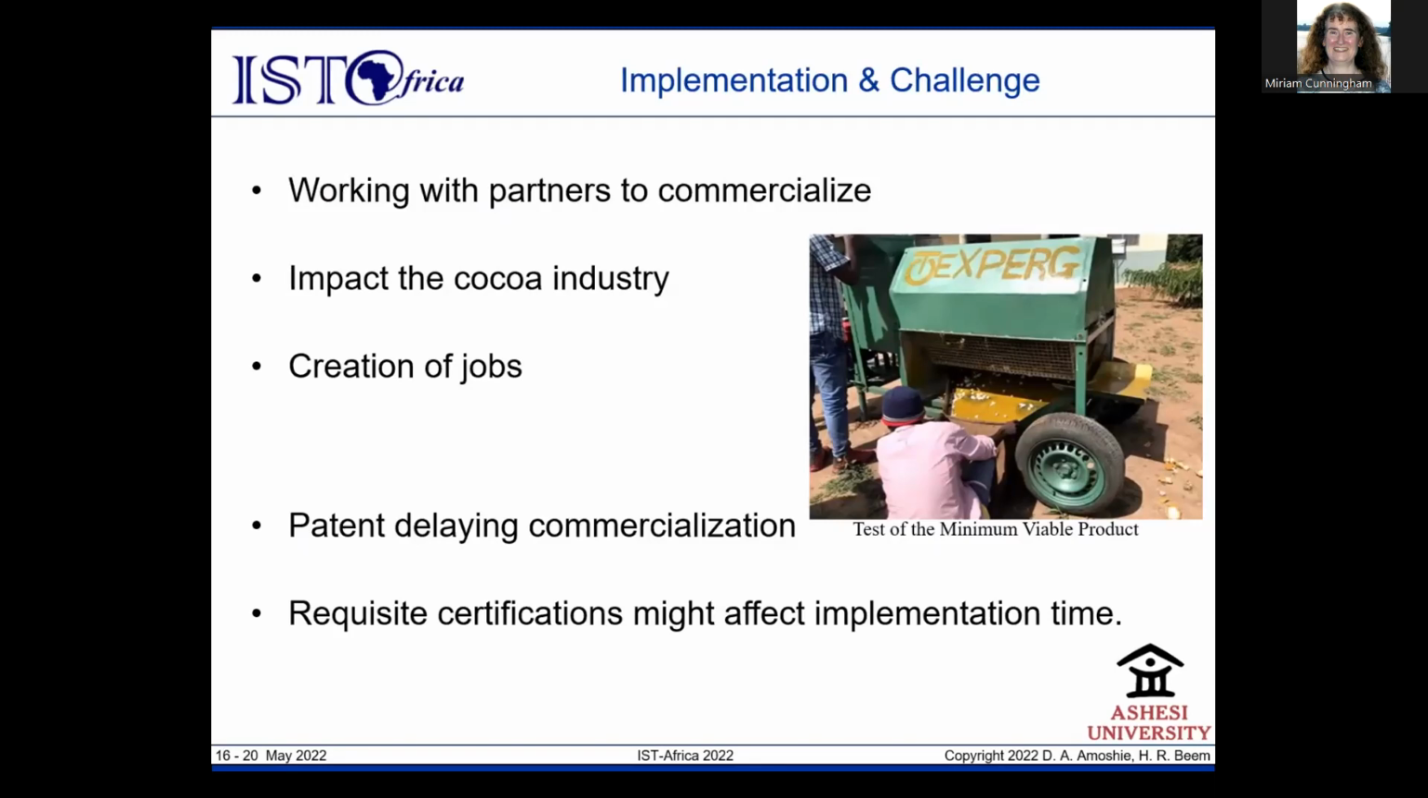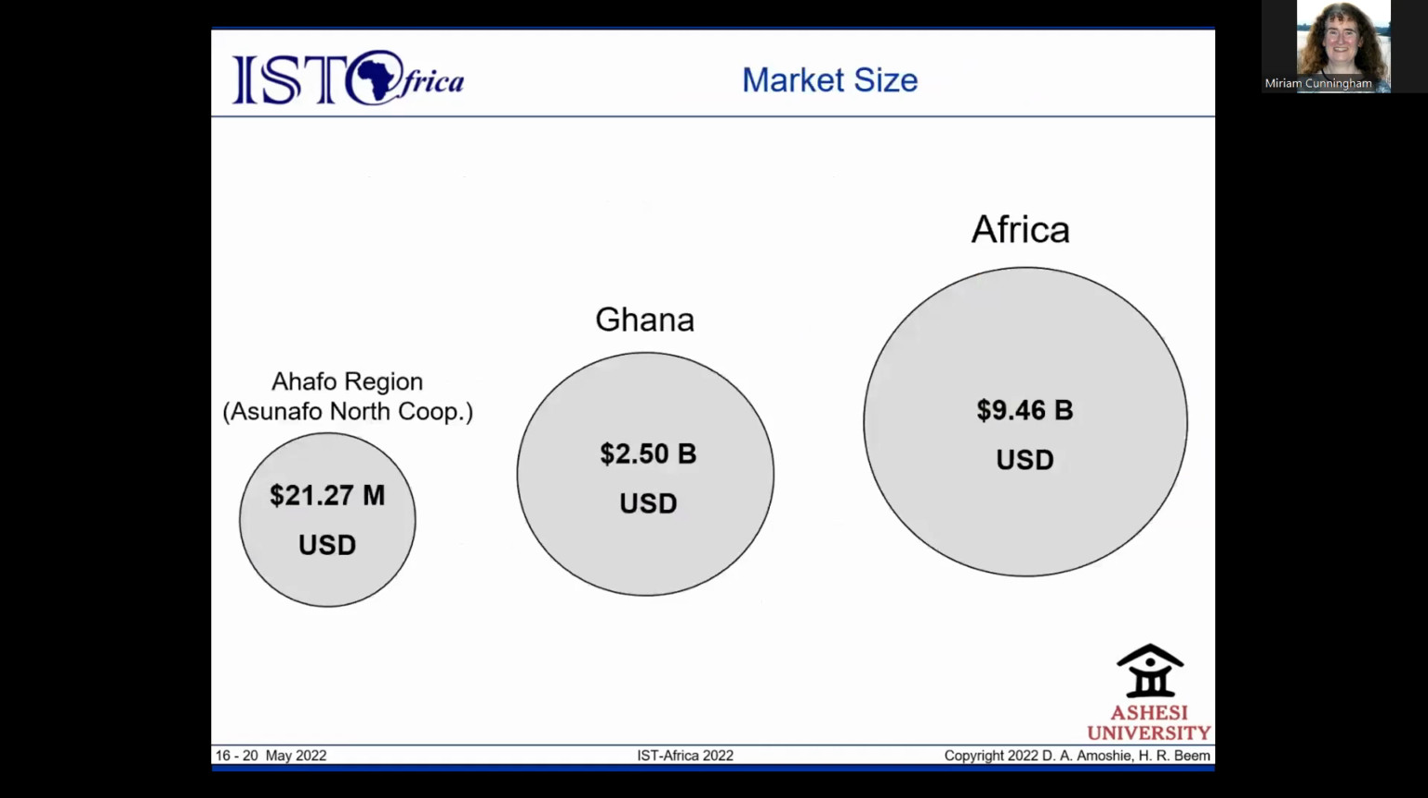However, delay in acquiring a patent has been one of the challenges delaying commercialization. Also, requisite certification from local regulatory bodies is another challenge affecting commercialization. Despite the challenges of commercialization, the machine has an enormous market potential.